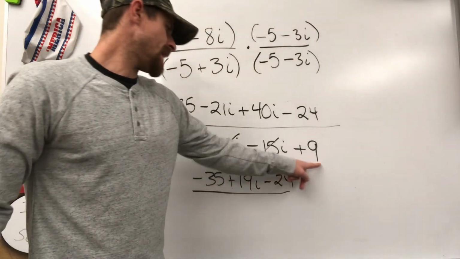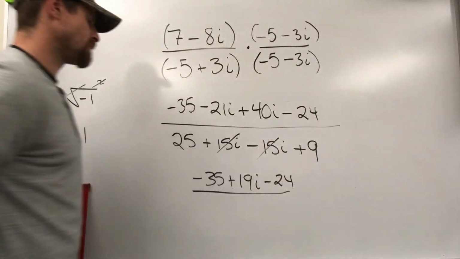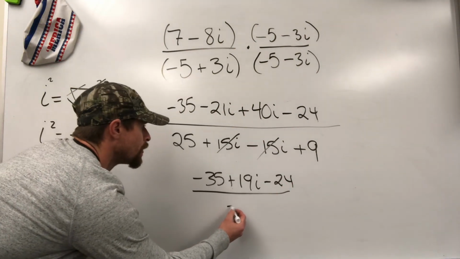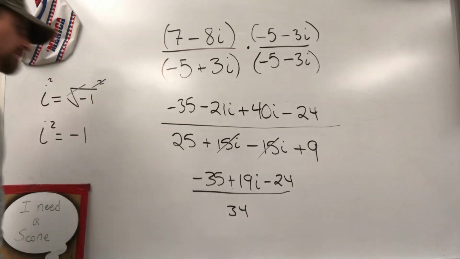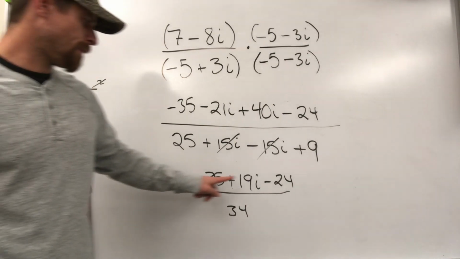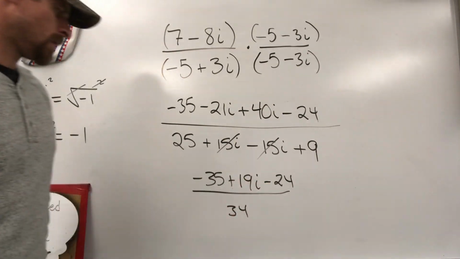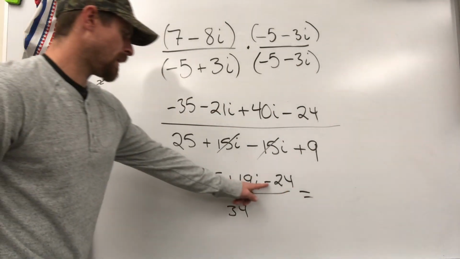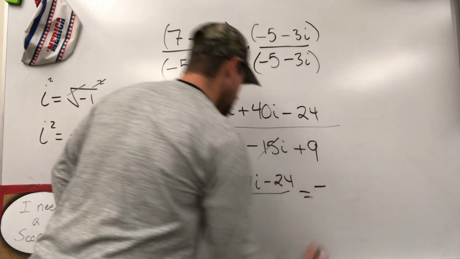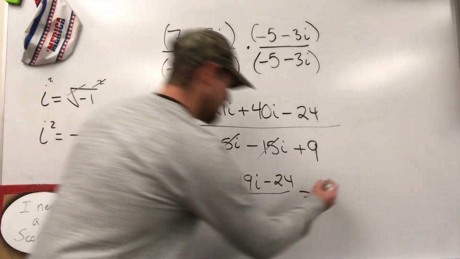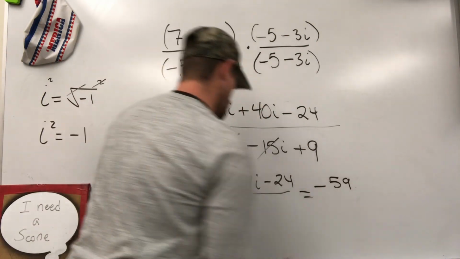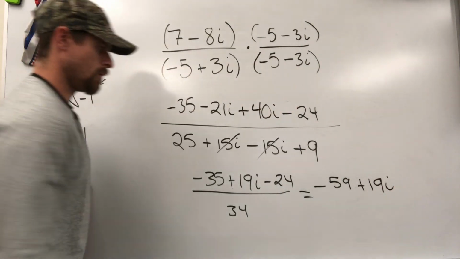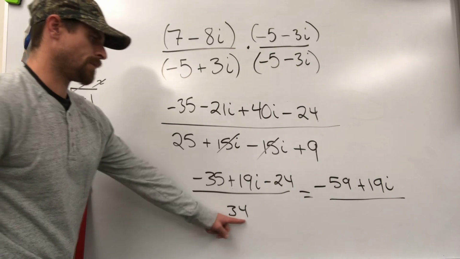25 and 9 down on the bottom. We canceled out those middle terms. 25 plus 9 is going to give me 34. Now I want to combine negative 35 and negative 24. Negative 35 minus 24 takes me way back to negative 59 plus 19i over 34.